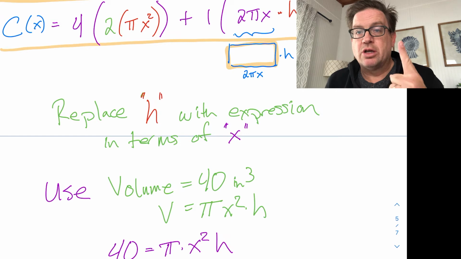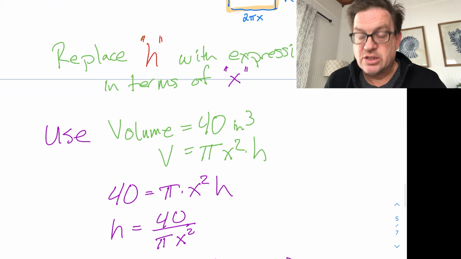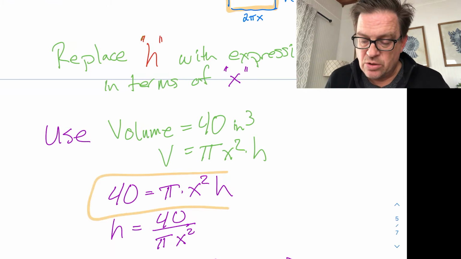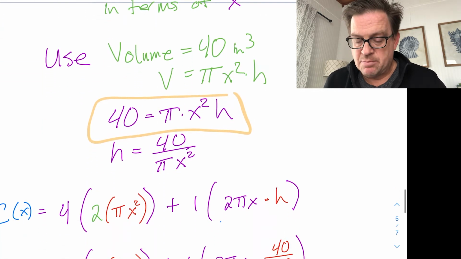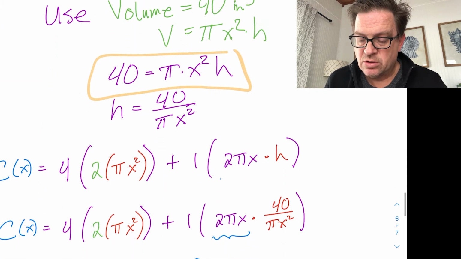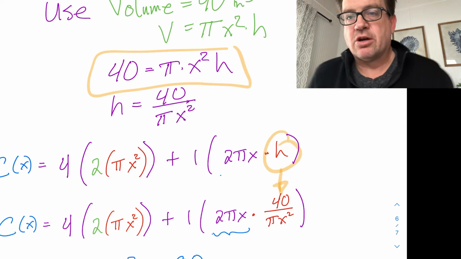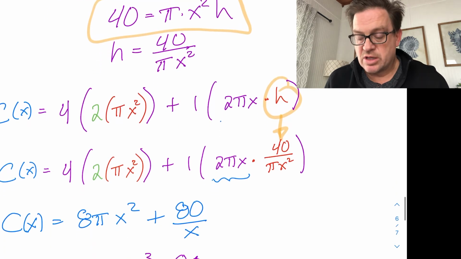But we want it in terms of just the radius, so we need to replace the height with an expression in terms of the radius. The key is they're connected by the volume formula. We use 40 equals pi times the radius squared times h, and divide by pi radius squared to get h on its own. Then we replace the h in our cost formula with that expression. That's where we start getting a variable in the denominator, which is why it's going to be a rational function. We get an x squared in the denominator.